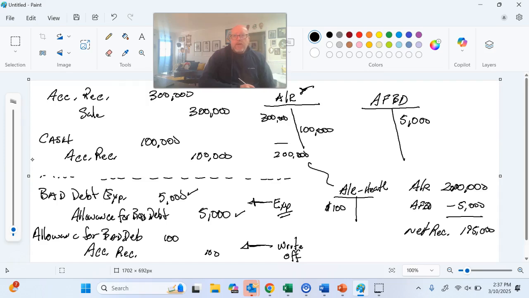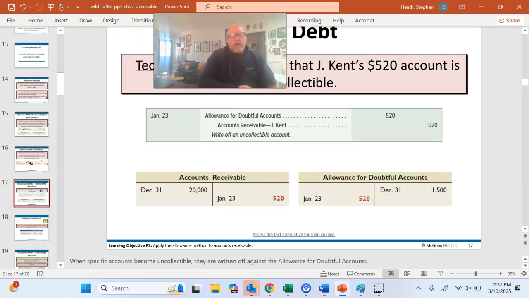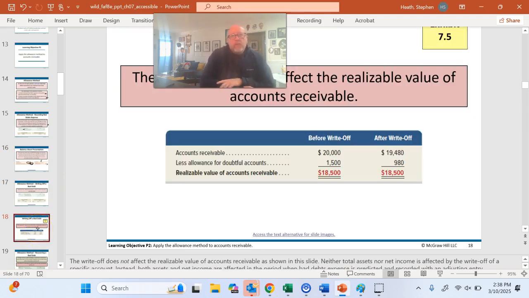And then if you really think about it, in my particular example, I've got too much information on my slide already. So I want to go to the PowerPoint slides real fast. The PowerPoint slides are going to walk you through a write-off, and I just want to show you this particular scenario. Before the write-off, we have total accounts receivable of 20,000. We have an allowance for doubtful accounts of 1,500, and therefore we have a net realizable amount of 18,500.